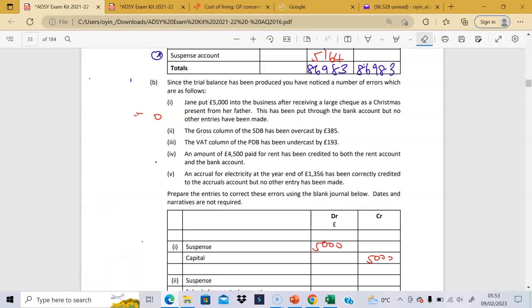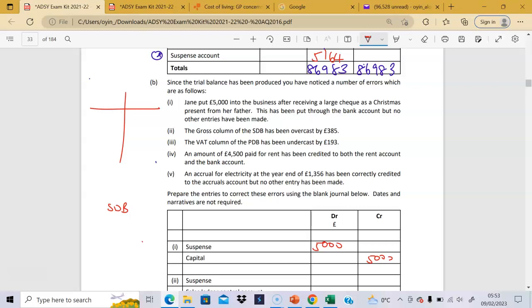So let's look at this. The next question says that the VAT on the purchase, sorry, the gross column of the sales day book. So you'd have your sales day book. It's a diary, your sales day book. And what you've done, of course, is that you've taken your figure from your sales day book.